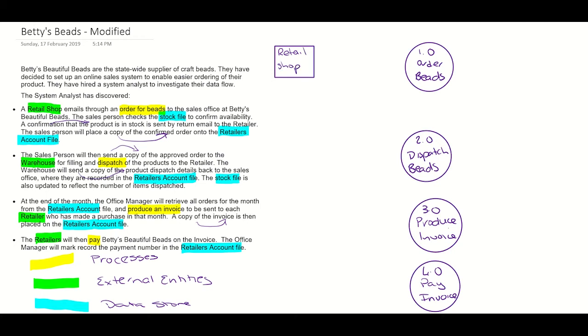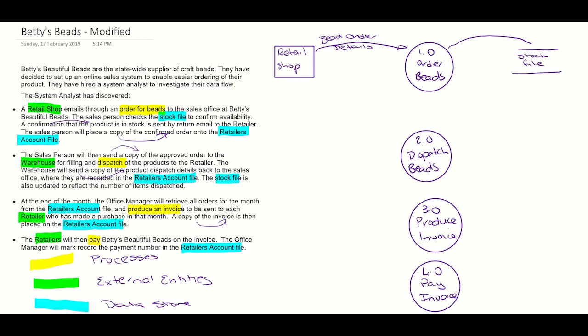Retail shop. Now the retail shop emails through an order for beads. So the information they're putting in is bead order details. The sales office at Betty's Beautiful Beads, the salesperson checks the stock file, so we need to have a stock file, so my data store. He checks it to confirm availability.